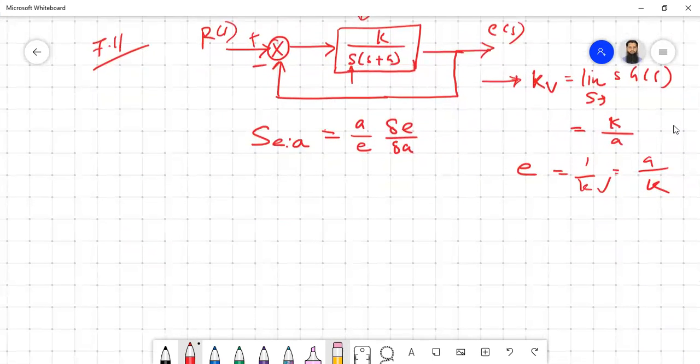Okay, so let us apply the formula. A by error, where the error is A by K, then the derivative of the error with respect to A, which is 1 by K. Now A is already cancelled out, the derivative of A is 1, and K and K cancel out. So eventually the magnitude will be 1. So this is your sensitivity for this particular problem.